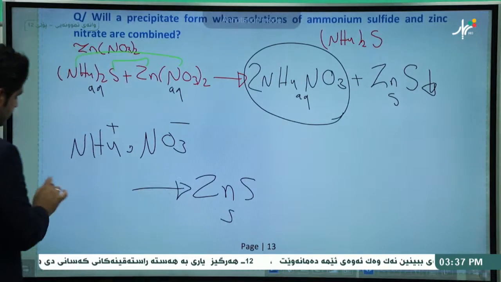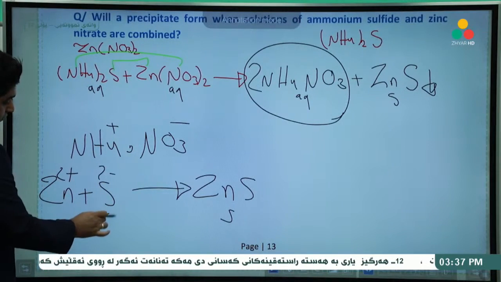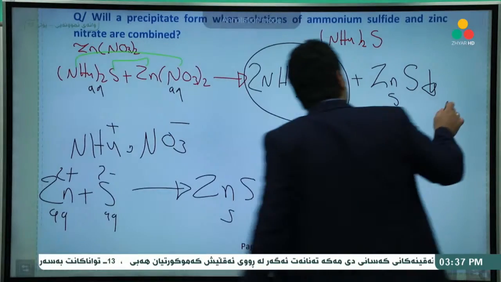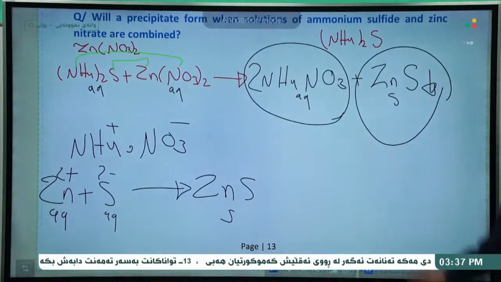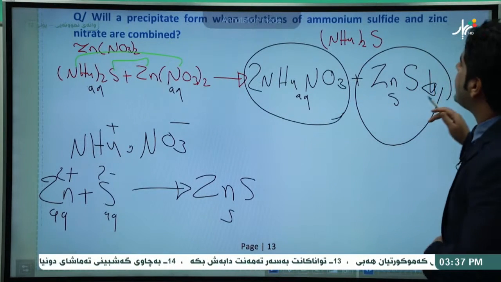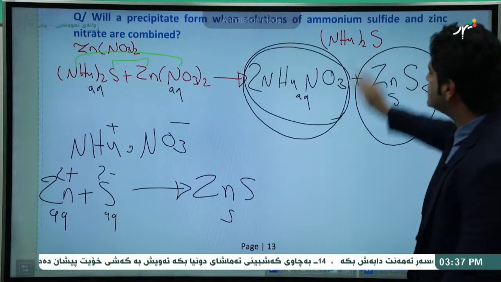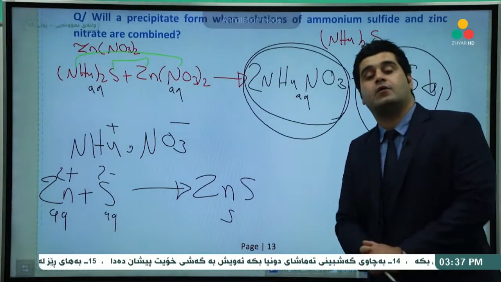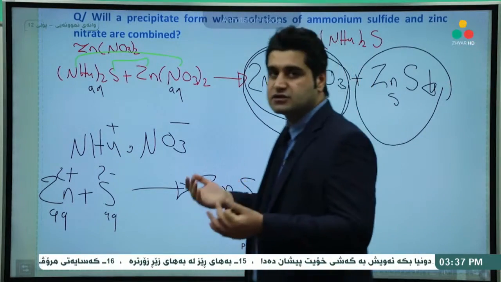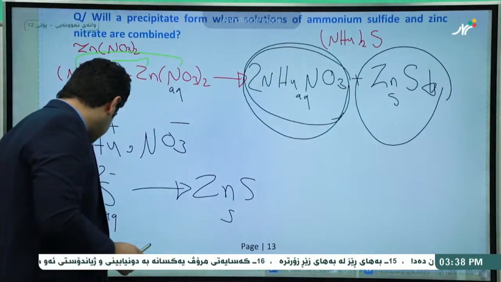Okay, so we will have Zn positive 2 plus S negative 2. So that's the net ionic equation. So we build the net ionic equation with the solid salt, which is the precipitate, and we write the spectator ions with the aqueous salt, which is the water-soluble salt. So that's about the precipitation reaction and writing the spectator ions and the net ionic equation.